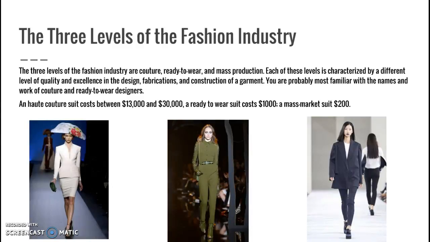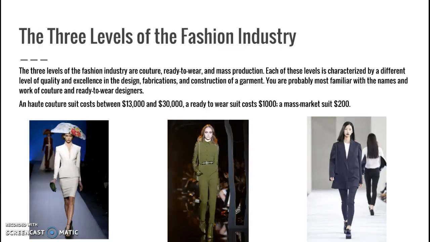Like I said before, the 3 levels are couture, ready-to-wear, and mass production. You are probably most familiar with the names of couture and ready-to-wear designers. These are the designers that we hear about famous people wearing or we see on the runway. So if we're talking about business suits, a haute couture suit costs around $20,000 to $30,000, where a ready-to-wear suit costs about $1,000, and a mass market suit can cost as low as $200.